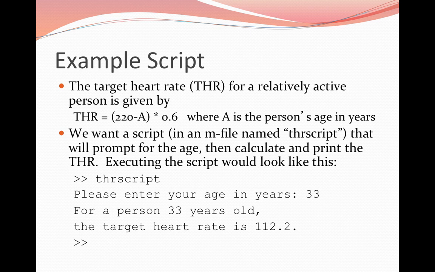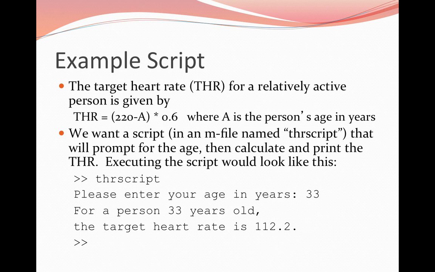So we want a script in an M file that's called THR script. So the actual name of the file would be thrscript.m. And in the script, we're going to prompt the user for the age. We're going to use that age to calculate the THR, and then we're going to print it. So executing the script from the command window would look like this.